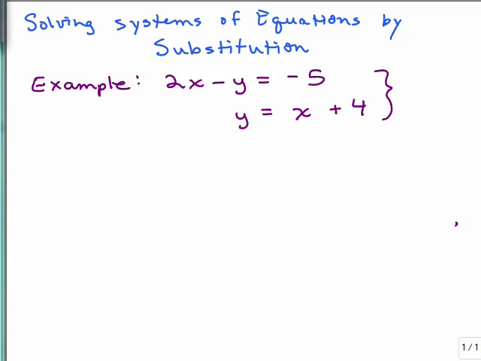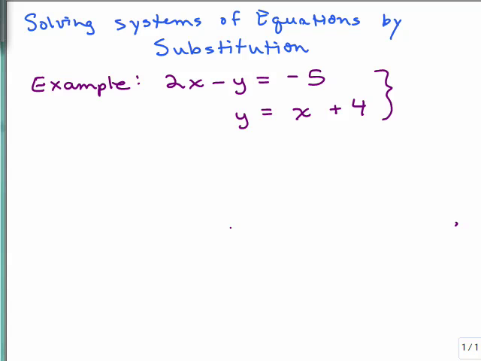Now, it could be true that these are parallel lines and there will be no solution, or that they're the same line and there'd be infinitely many solutions, but usually we'll find exactly one ordered pair. So this means the value of y in the second equation is the same as in the first equation. So if one of the equations is solved for x or for y, we want to substitute that value into the other equation.